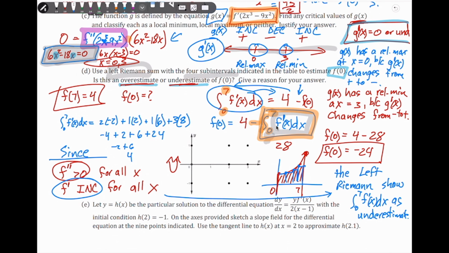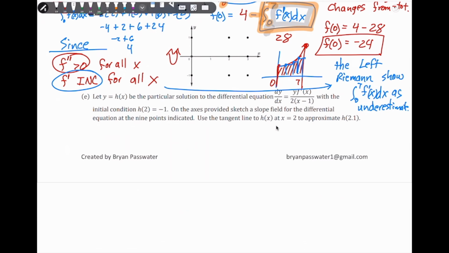Okay, so now let's go to the very, very last part, part E. It says, let y equal h of x be the particular solution to the differential equation. We do have a differential equation given, and we are used to seeing h of x as the particular solution, and some of us might already be going to the route of, oh, we're going to do separation of variables, use our initial value, solve for our constant c, and then find y all by itself. But this one's actually even more clever than that. It says, with the initial condition h of 2 is equal to -1.